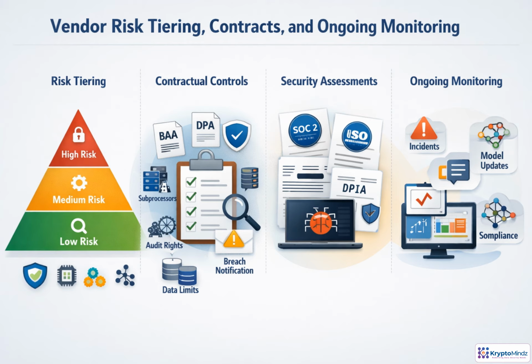Vendor oversight should be proportionate to risk. Vendors with deeper data access, greater AI impact, tighter integration, or stronger operational dependency need stronger controls. That may include BAAs or DPAs, retention limits, sub-processor controls, audit rights, and breach timelines. Validate claims with evidence such as SOC2 reports, ISO certifications, penetration test summaries, and DPIA support. Keep monitoring after onboarding, because incidents, model changes, compliance updates, and sub-processors can all change the risk profile.